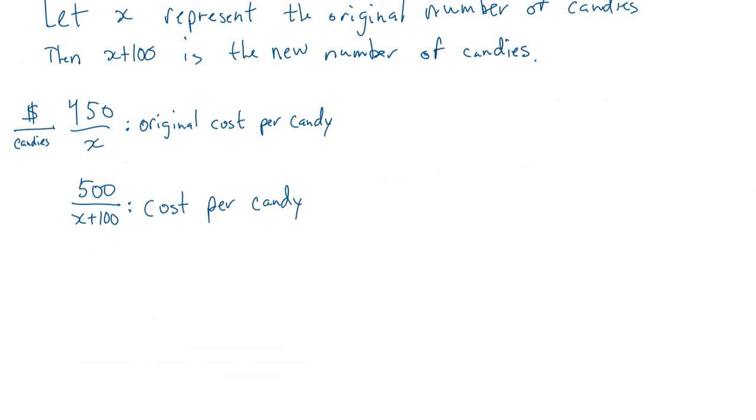So how can I make them equal each other? If I do this, 450 over X, and put an equal sign, and put 500 over X plus 100, they're not equal. Because the price dropped by $1. How can I make them equal?